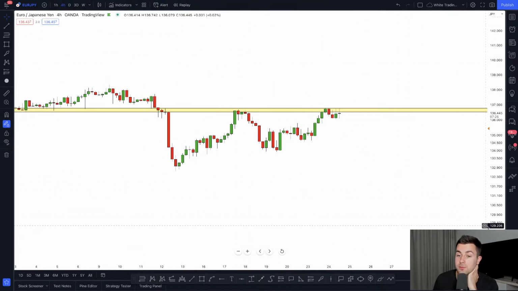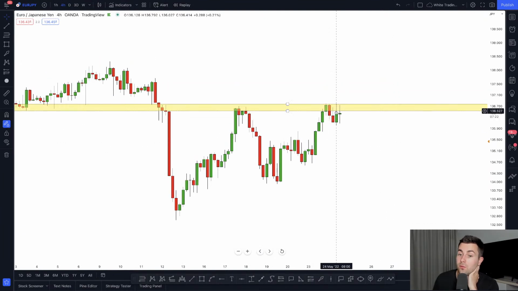Take a look how the price reacts to that structure on a 4-hour. You can see that we formed a very nice bearish engulfing candle right here. And then, testing that structure, we were nicely rejected right here. We got a very nice rejection.